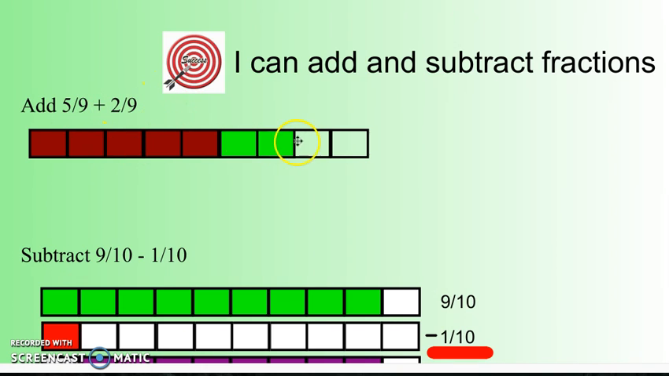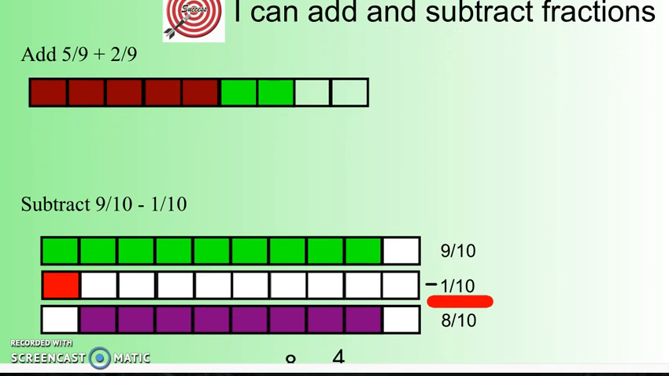And so this model represents this addition problem: 5/9 plus 2/9, which equals 7/9. Notice that the ninths are common between both fractions, so the denominators are the same. And notice that in order to get the 7/9, we are adding the numerators together.